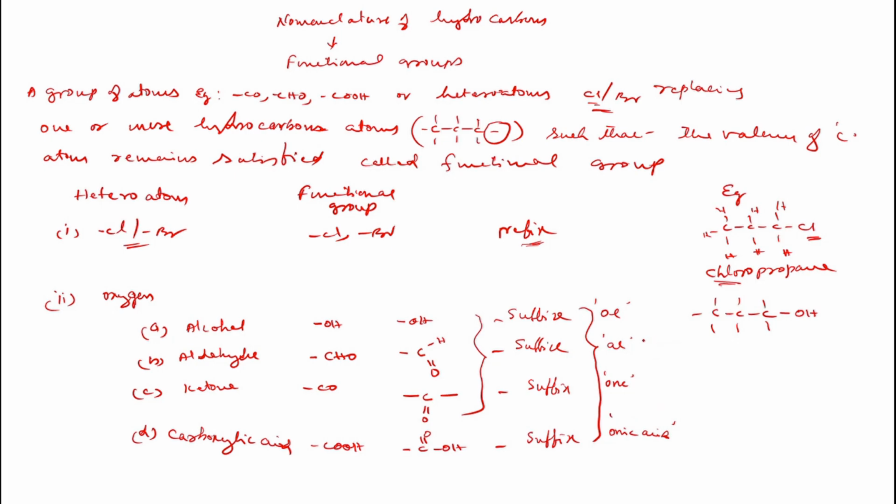Suppose you got, we will see an example. See, this is one hydrocarbon having an OH group. What do we have to do? This is actually propane. Okay. First you write propane.